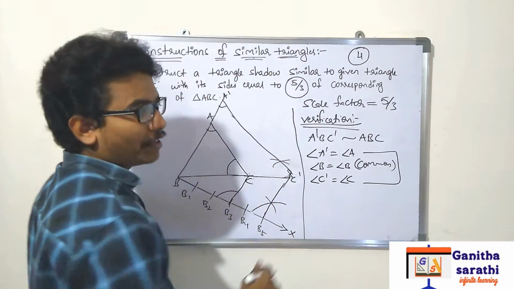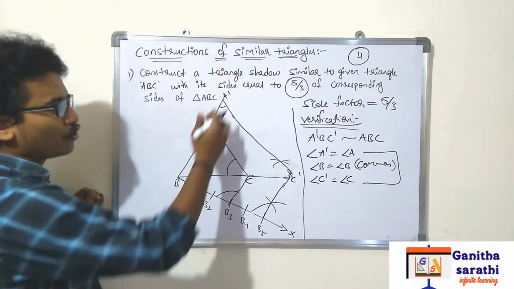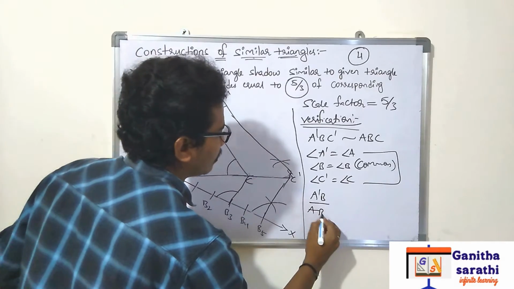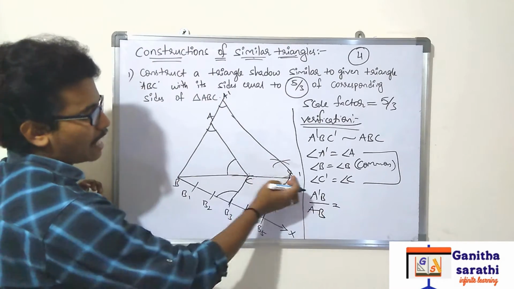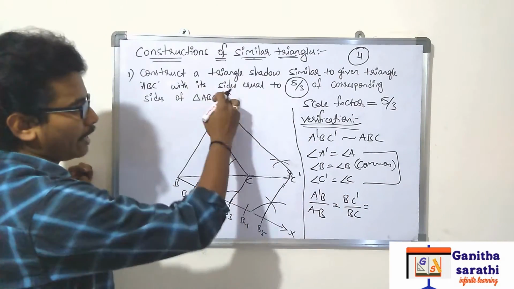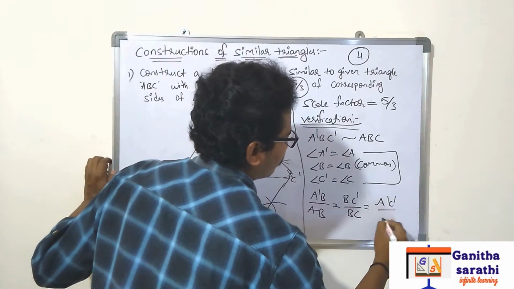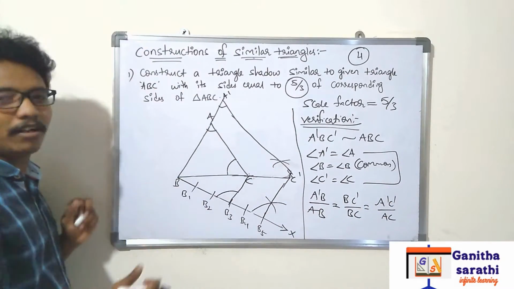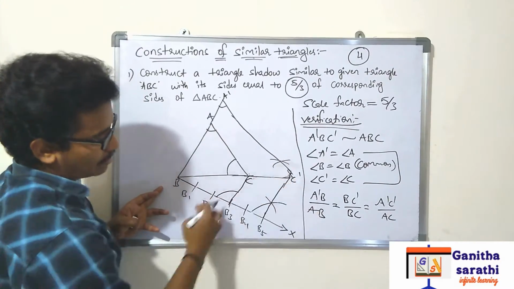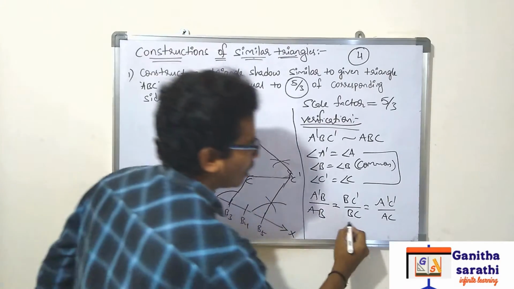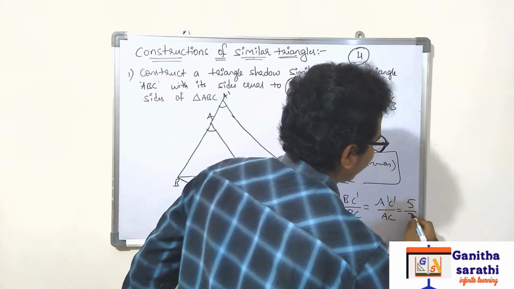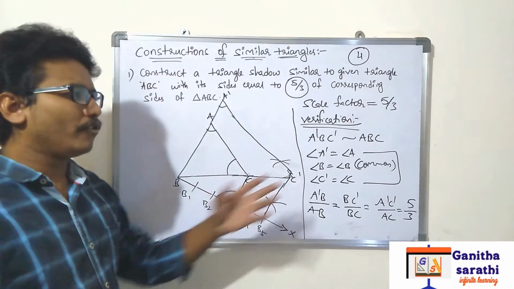Okay, angles are equal, sides will be in proportion. What are the sides which are in proportion? A dash B by AB is equal to BC dash by BC is equal to A dash C dash by AC. This total value is equal to how much? BC dash by BC means BC dash is how much? BC dash is 5 parts, right? And BC is 3 parts. So we can write this total value as equal to 5 by 3. So this way you can prove your verification.